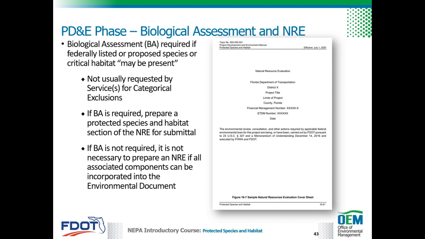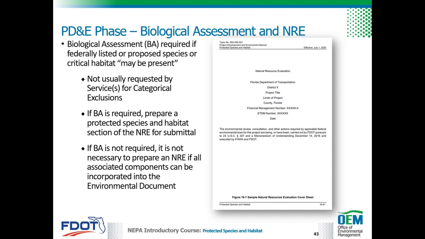A BA may be requested by the services for an environmental assessment, or EA, but is usually not requested for CEs. If a BA is required or requested by the services, the district should prepare a protected species and habitat section of an NRE to be submitted to the services as a BA. If a BA is not required by the services, then the report may not be necessary and a summary of the NRE components should be provided in the environmental document as normal. However, a BA is always needed for projects that require formal consultation.